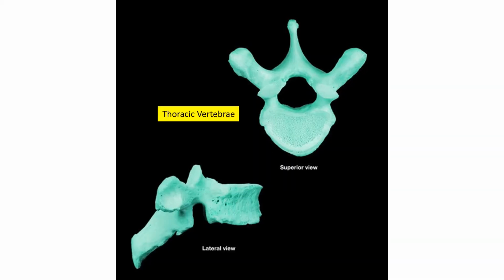This is a thoracic vertebra, and we can see that first of all, the transverse process has no foramen, and then we look at the very specific feature of thoracic vertebra, which is the spinous process is facing down. This is a very special feature of thoracic vertebrae.